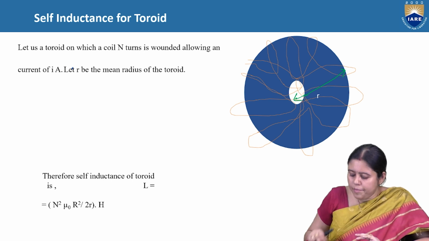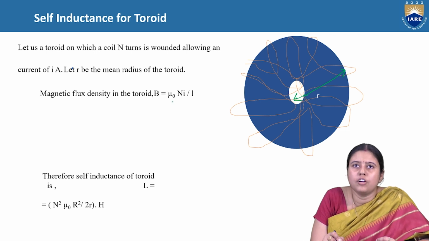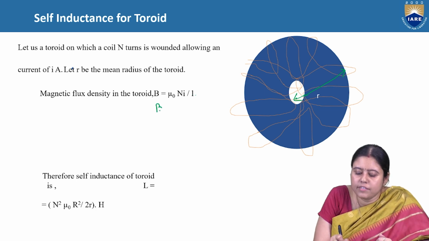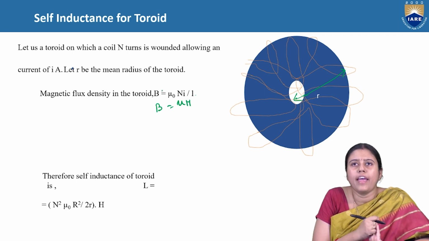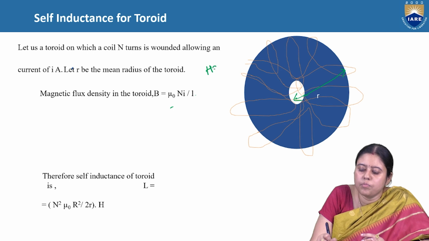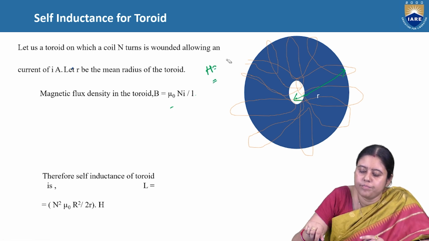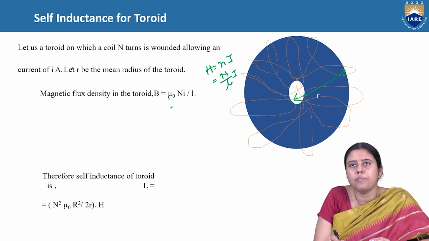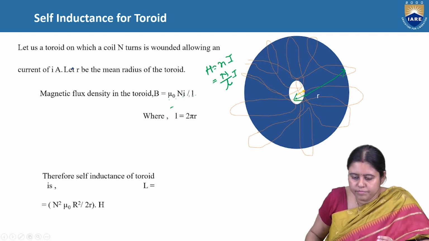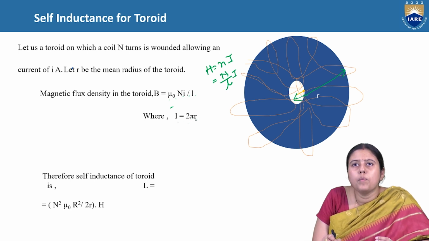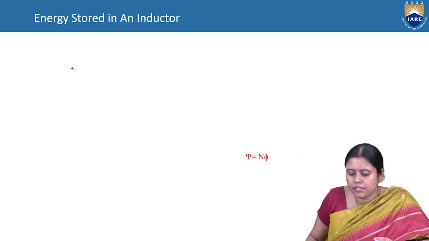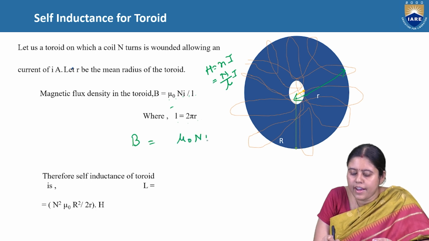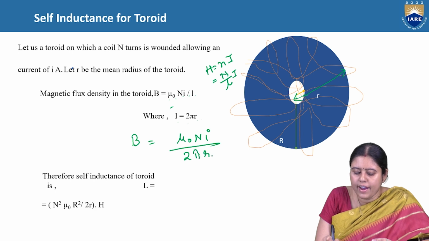So therefore, for the self-inductance, the magnetic flux density B is equal to mu naught N I by L. Already we know B is equal to mu into H, and H is equal to N I by L. Actually H is equal to small n into I, and small n is equal to capital N by L. So we are writing mu naught N I by L, where L is equal to 2 pi R. So we can write B equals mu naught N I by 2 pi R for the circle.